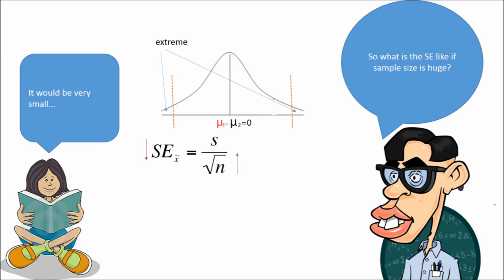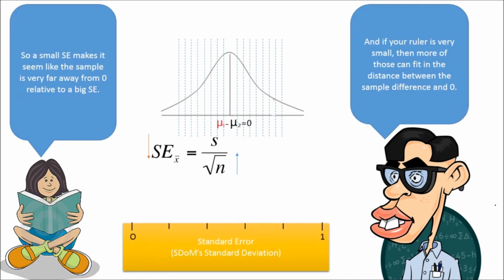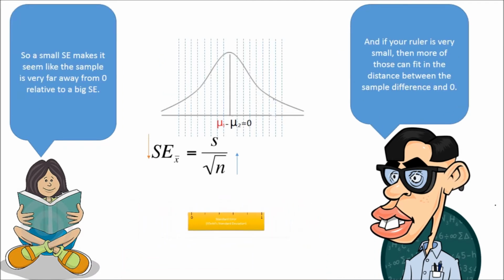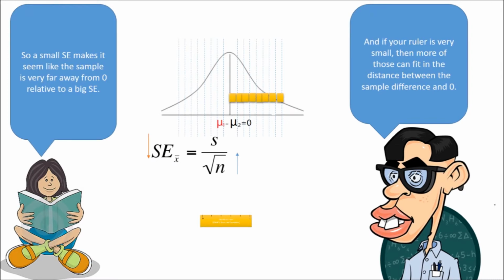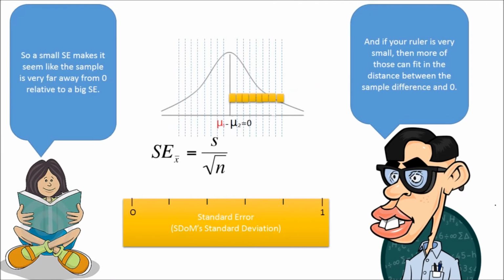It would be very small. And if your ruler is very small, then more of those can fit in the distance between the sample difference and zero. So a small SE makes it seem like the sample is very far away from zero relative to a big SE. You got it.